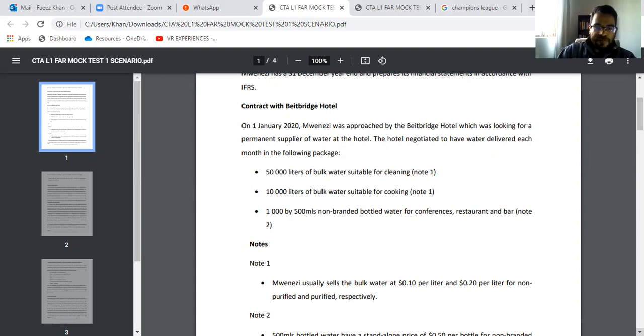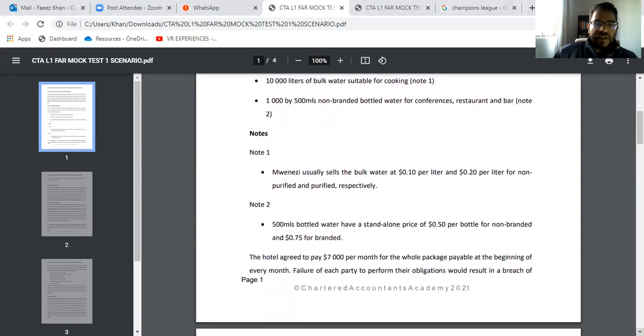So now we go to the notes. Note number 1, Mwanezi usually sells the bulk water at 10 cents per liter and 20 cents per liter for non-purified and purified water respectively. So non-purified is 10 cents and purified is 20 cents. Then note 2, 500 milliliter bottled water has a standalone price of 50 cents per bottle for non-branded and 75 cents for branded. Okay, so this is important.